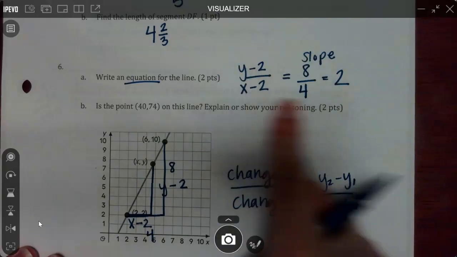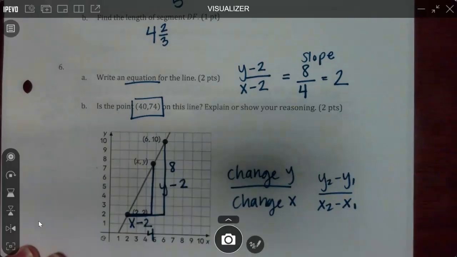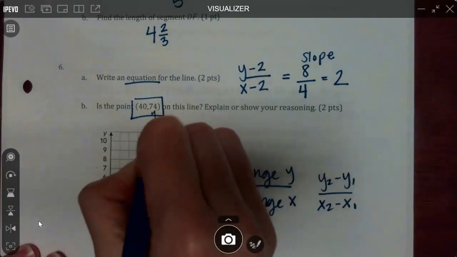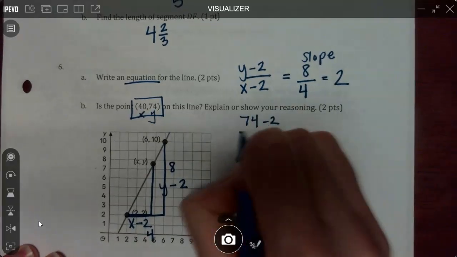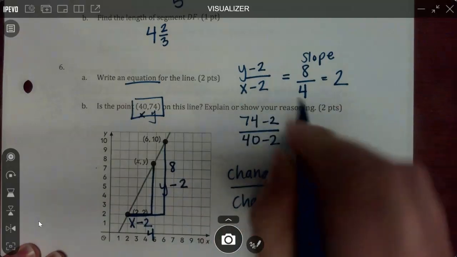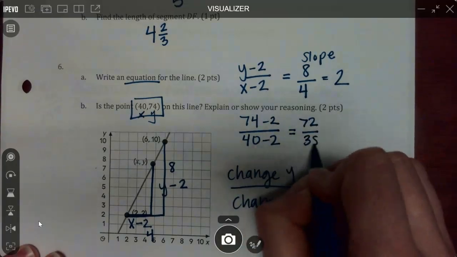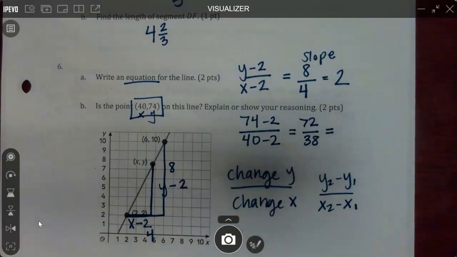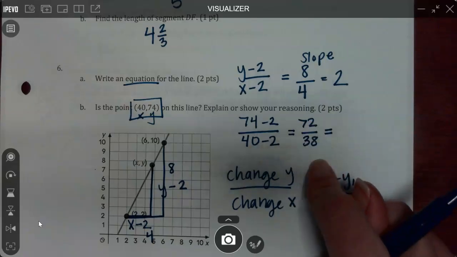Okay? So now this is the equation you're going to use to check this point right here. If I plug it in, well, the y value is 74. So 74 minus 2 over, my x value is 40, 40 minus 2 equals. 74 take away 2 is 72. 40 minus 2 is 38. Well, if I do that in my calculator, or even if I think, what's 38 times 2? 38 times 2 is 76. This would have to be 76 for it to be 2. Again, you can check it in your calculator and divide and realize it's not 2.